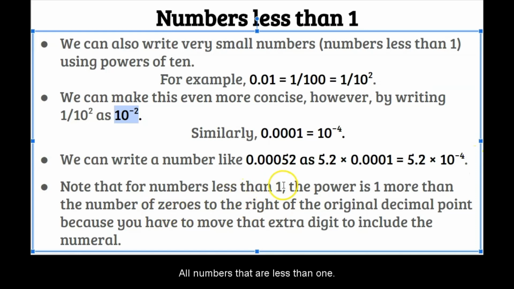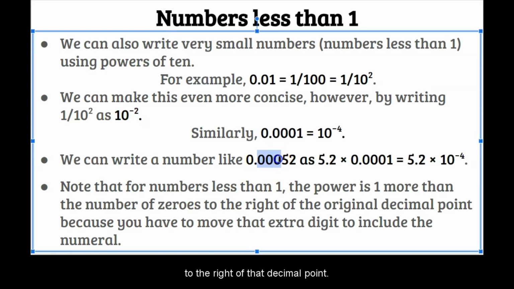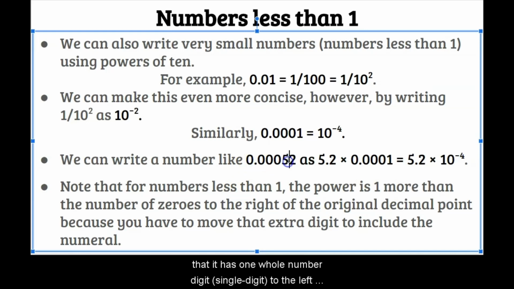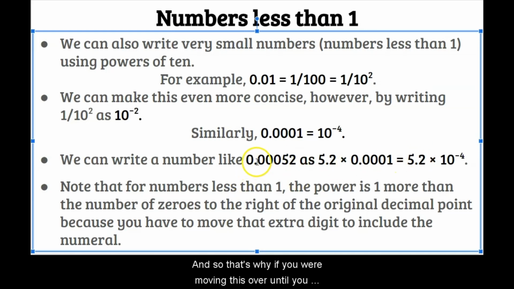For all numbers that are less than 1, the power is going to be 1 more than the number of zeros to the right. So if you look here, there's only 3 zeros to the right of that decimal point, but it ended up being a power of negative 4. That's because in order to move this decimal point so that it has one single digit to the left, you have to pass all of those zeros and that additional number. So you would have to move it 4 times to get there.